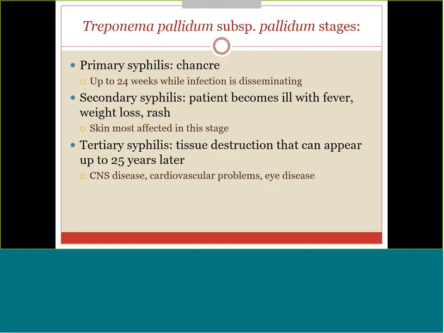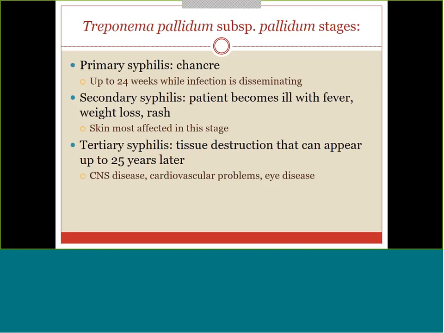Syphilis is very treatable, especially in that primary stage. When it gets to the tertiary stage, you're looking at it's done. The damage is kind of done then. So it's very treatable in the primary stage. It can be up to 24 weeks while the infection is still disseminating within the body.